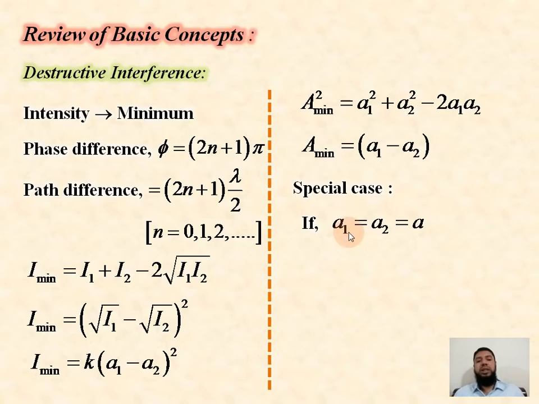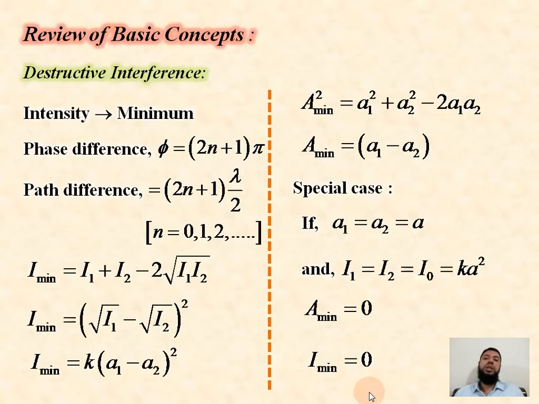In the special case, if the amplitudes are equal, the resultant amplitude will be 0. a1 and a2 cancel, and the resultant amplitude becomes 0. As the amplitude becomes 0, the intensity will also be 0 under destructive interference.